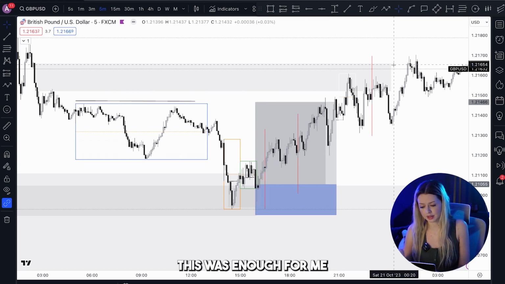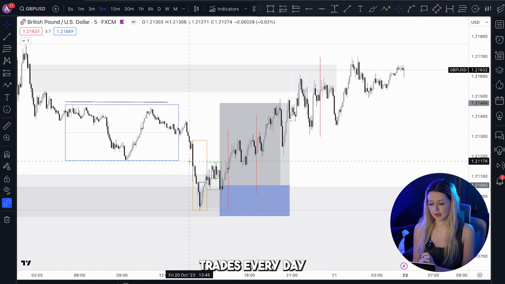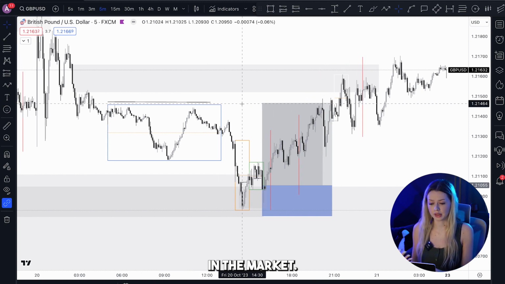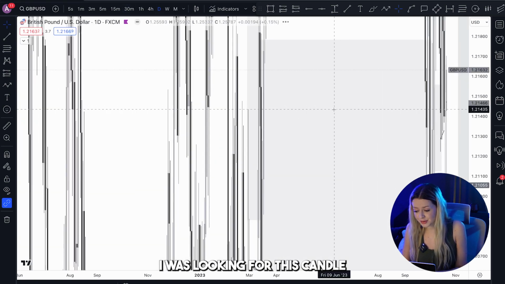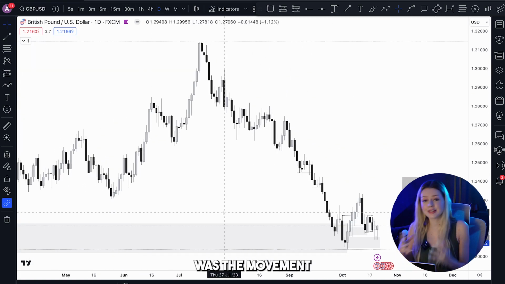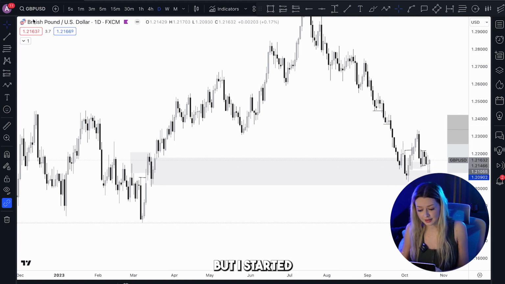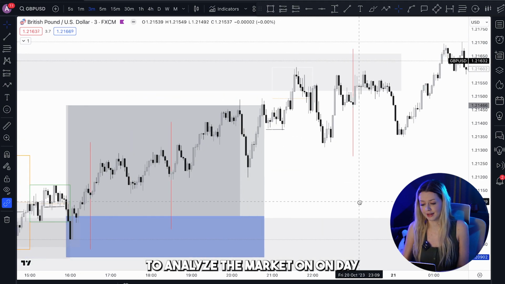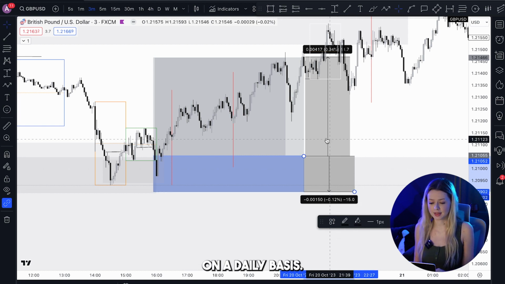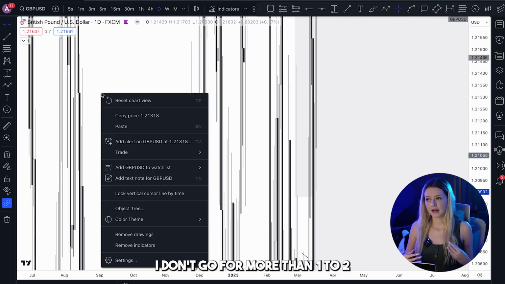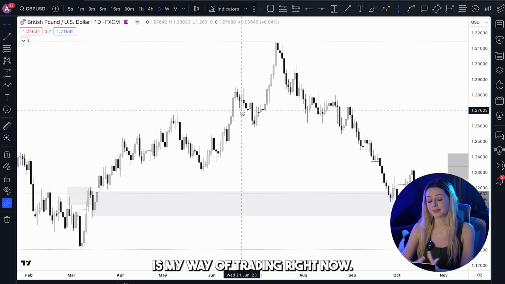As I mentioned before, this was enough for me, and this is the way that I trade. I prefer to take smaller trades every day and to catch the hours of volume in the market. As a recap, if we go on daily, you realize what movement I was looking for. I was looking for this candle for this week over here. This was the movement that made me profitable in this trade. It wasn't bigger than that, but I started to analyze the market on daily. 41 pips. This was my trade on Friday, and this is how I trade on a daily basis. I consider this pretty nice. I don't go for more than 1 to 2, and compounding the accounts is my way of trading right now.